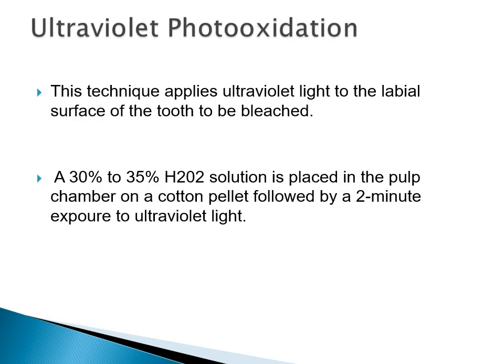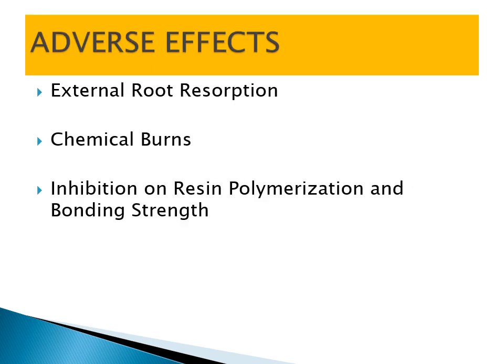Ultraviolet photooxidation. This technique applies ultraviolet light to the labial surface of the tooth to be bleached. A 30% to 35% H2O2 solution is placed in the pulp chamber on a cotton pellet, followed by a 2-minute exposure to UV light. Adverse effects: external root resorption, chemical burns, inhibition of resin polymerization, and reduced bonding strength.